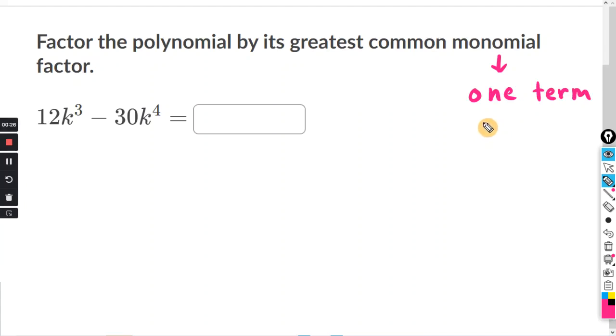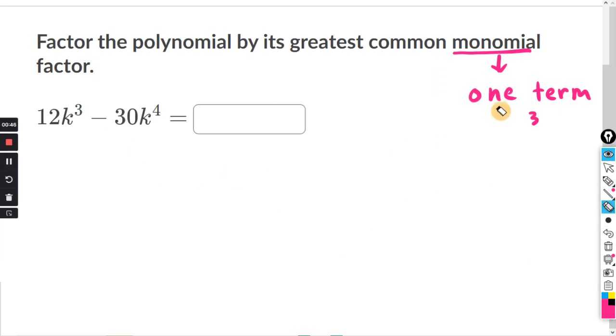So it could be something like 4m to the third. That's just one term. It's not added or subtracted to anything. So that is a monomial. That is the type of number or factor that we're factoring out of this equation.